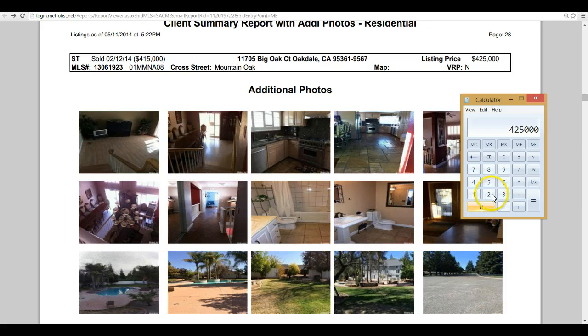$425,000. Right? What the investors do to make an offer on the lot, this is as far as we will go. We will divide that by 15%.